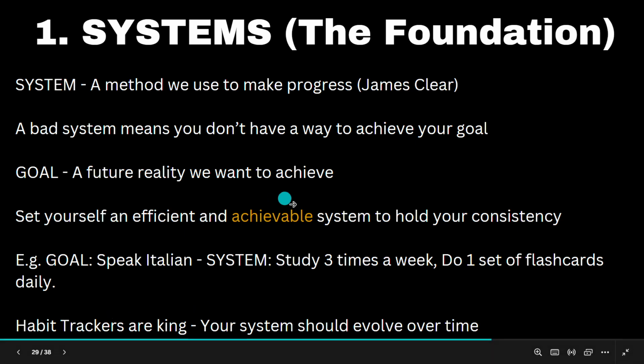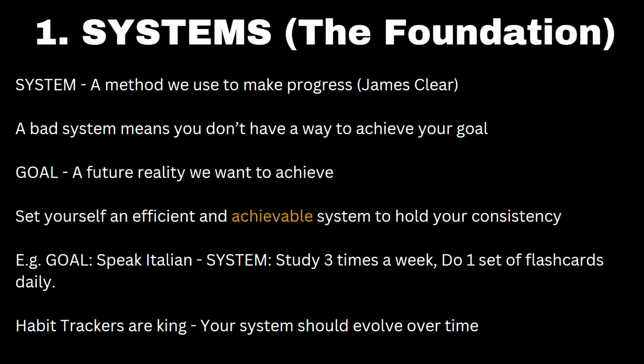So you need to set yourself an efficient and achievable system to hold your consistency. Efficient basically means the system you're setting yourself actually gets you towards something. So if you wanted to lose weight, for example, and you set yourself the system of being lazy and eating junk food, that would be an example of an inefficient system, because although you've set yourself a system, it's obviously not going to work. It's not going to take you there. You need to set yourself an efficient system. If you set yourself the goal of doing exercise, eating healthy and eating less, that would be an example of an efficient system for losing weight, because it actually takes you towards the goal.